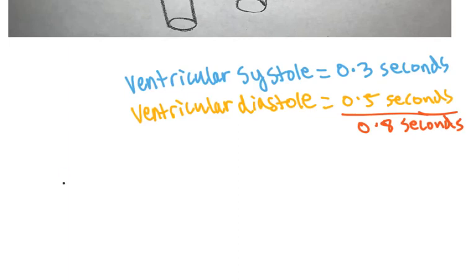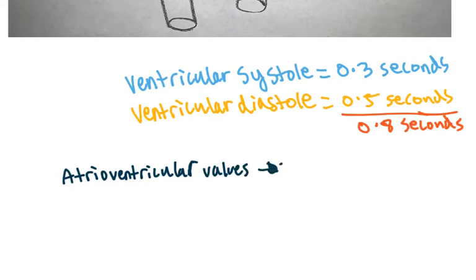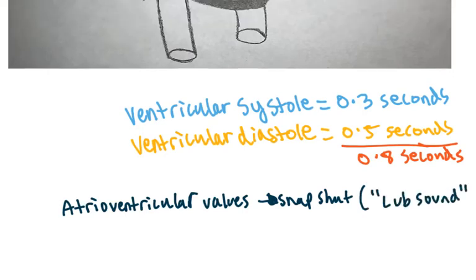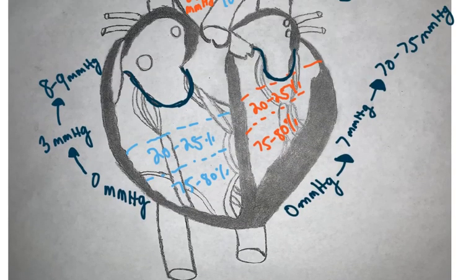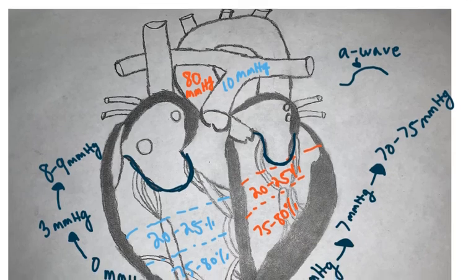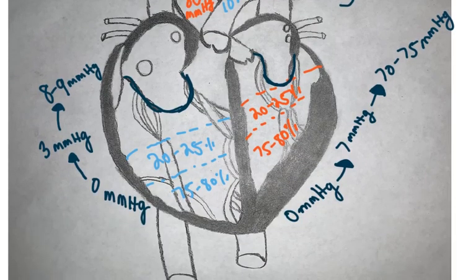But when the atrioventricular valves snap shut, that is our lub sound. All right, so let's go ahead and finish that parentheses and go back. So that's pretty much what happens during isovolumetric contraction.